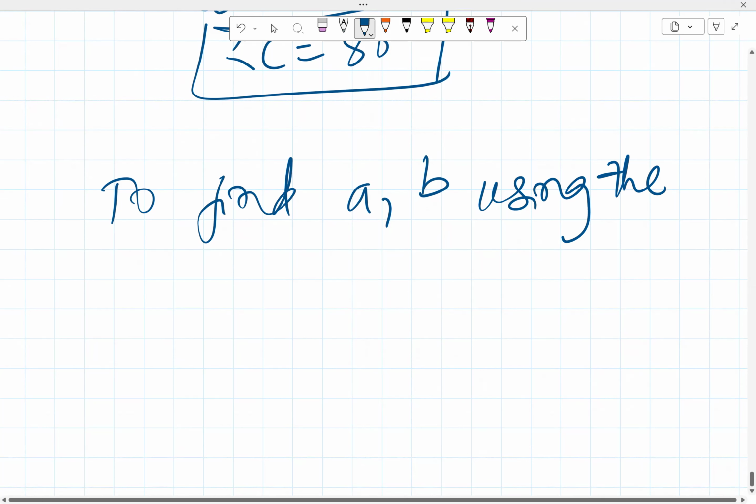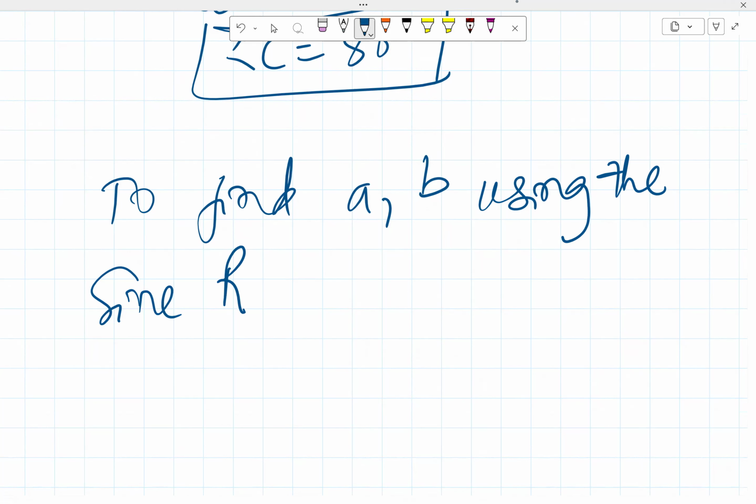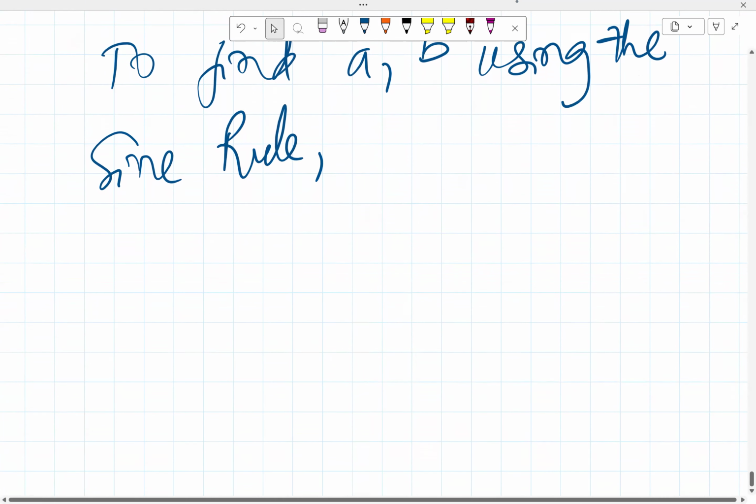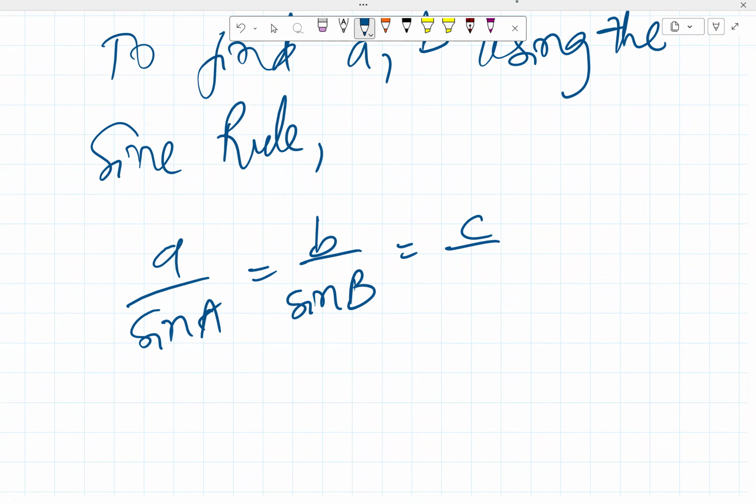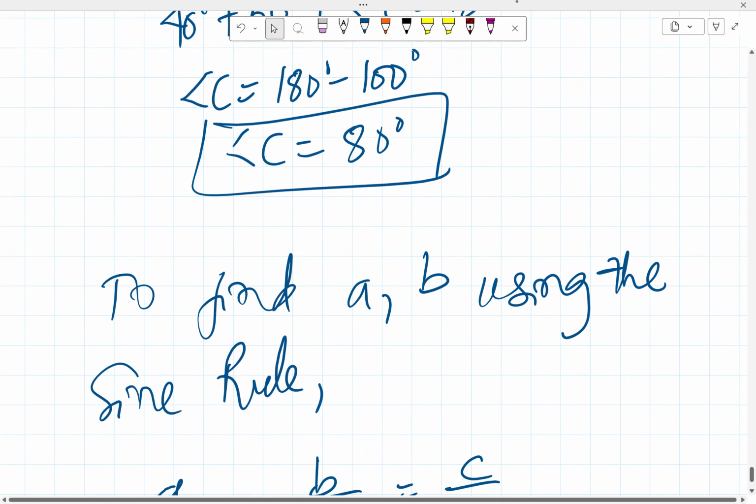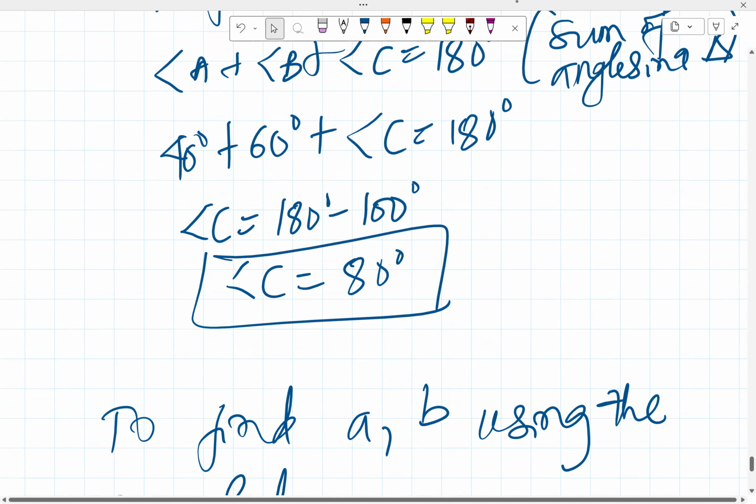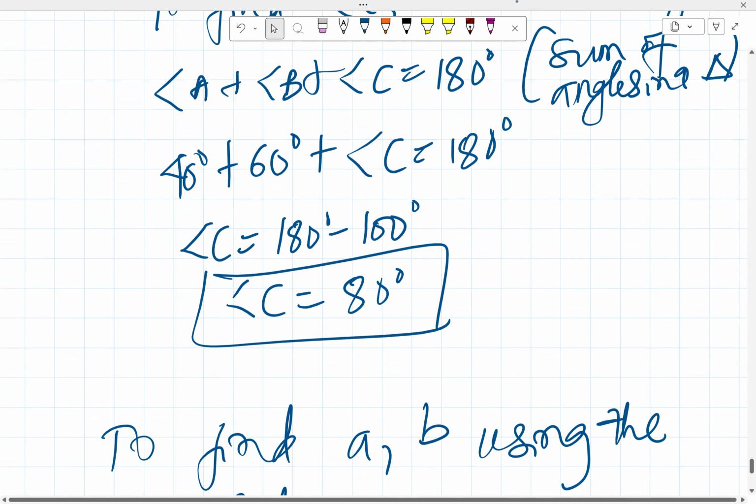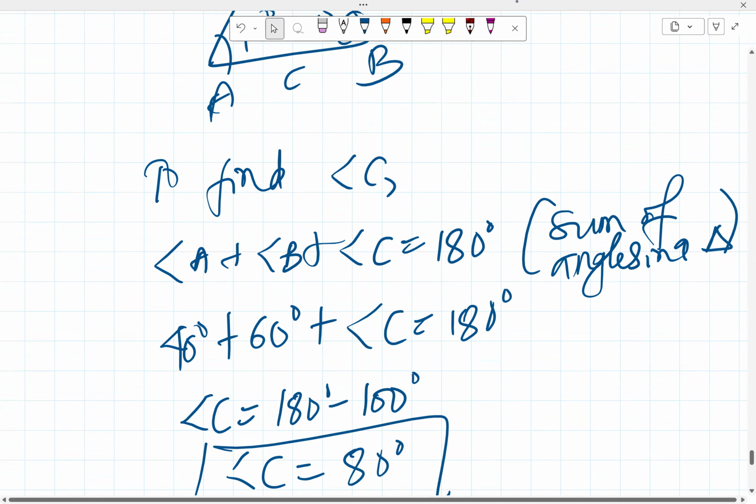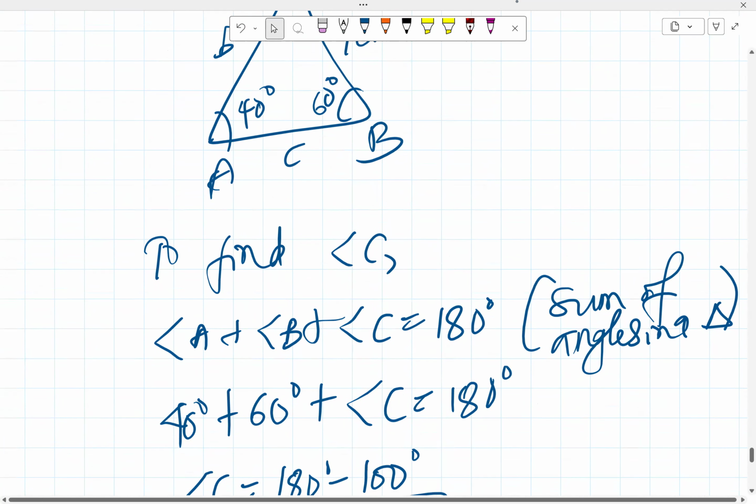Using the sine rule, we know the sine rule is a over sine A equals b over sine B equals c over sine C. Okay, so what is a now? We know side a to be 7. Sine A, we know angle A already. Angle A is 40 degrees.